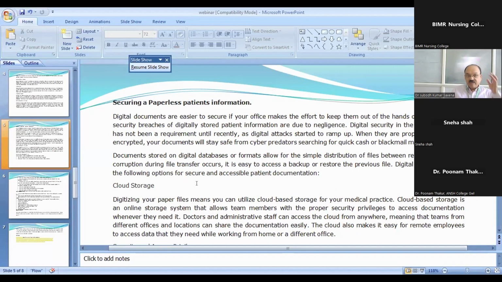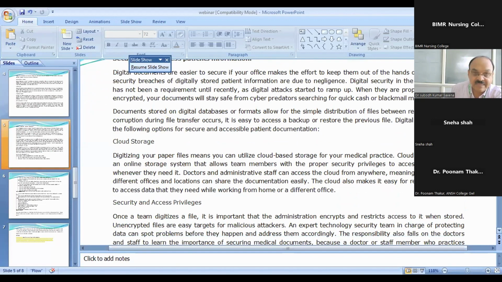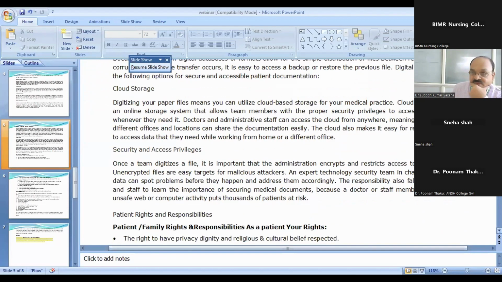Document storage in digital database format allows simple distribution of files between registered users. If corruption during file transfer occurs, it is easy to access a backup or restore from previous files. Digital storage provides the following options for secure and accessible patient documentation. One and most important is cloud storage. Then security of access privileges. This is another important aspect to protect digital documentation.